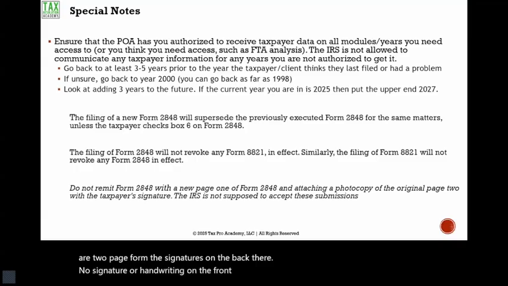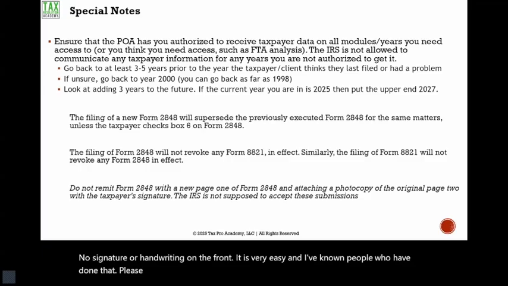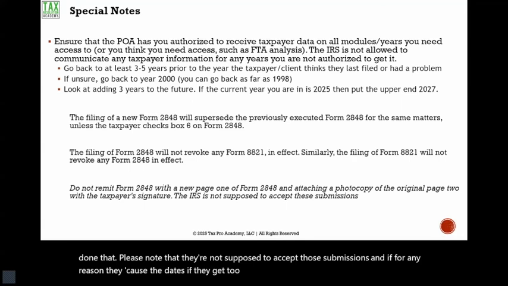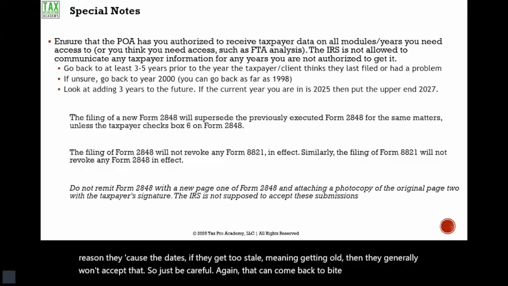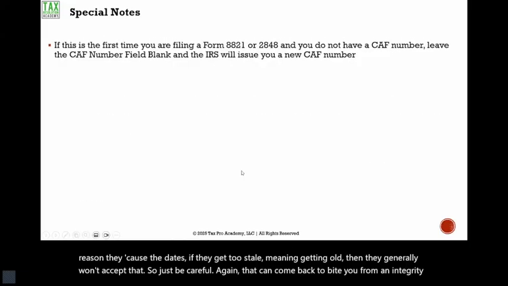It is very easy to make that mistake, and I've known people who have done that. Please note that they're not supposed to accept those submissions. And if for any reason the dates get too stale, meaning getting old, then they generally won't accept that. So just be careful. Again, that can come back to bite you from an integrity issue.